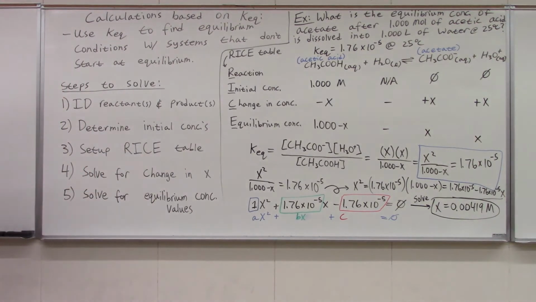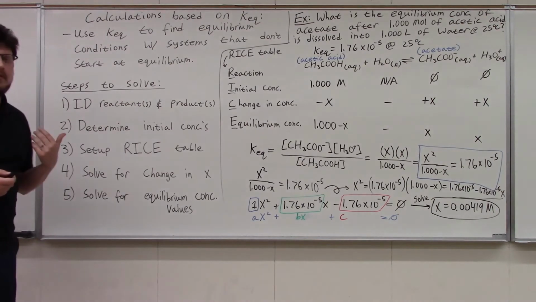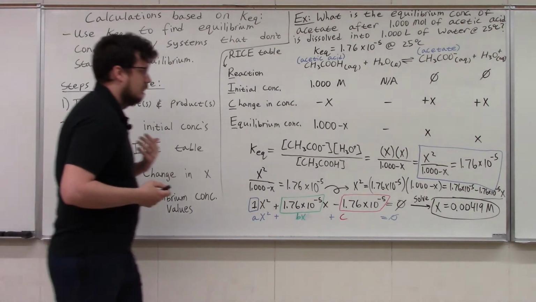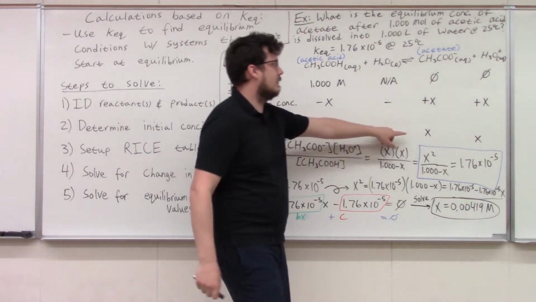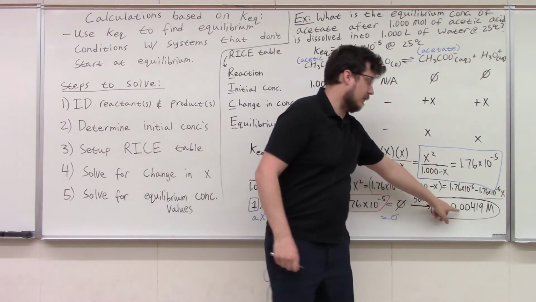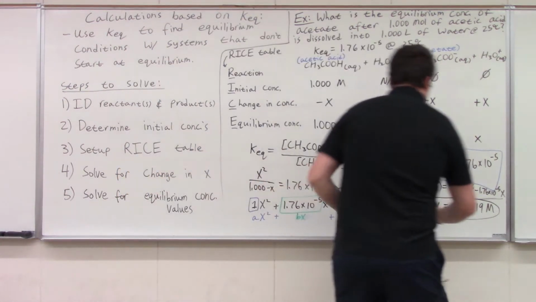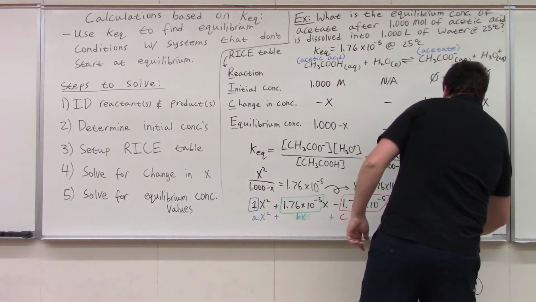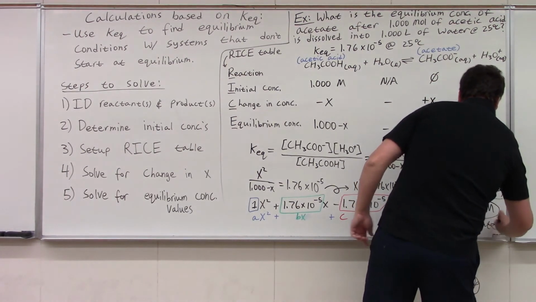So what is the answer to the question? Because it's not just find x, it's use x to find the solution. Now it turns out that in this case, my acetate equilibrium concentration actually is x. So that is my final answer. That is my concentration of acetate.